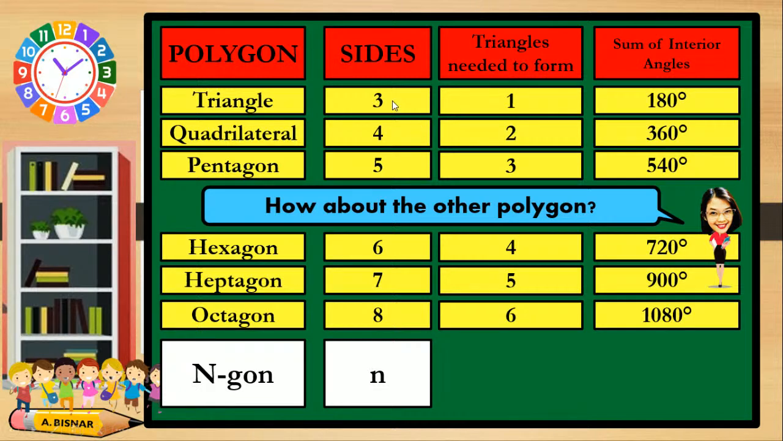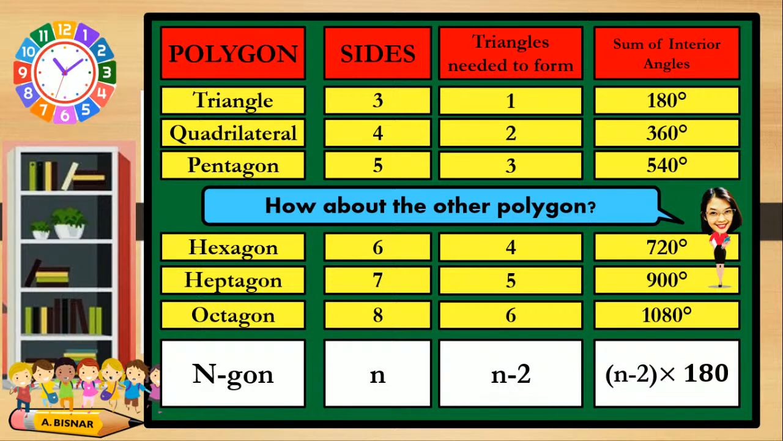O, tingnan po uli ha. 3, isa. Kapag apat yung side, dalawa. Anong nangyayari? Okay, ayun. That's correct, Dumalagan. You subtract 2. Your observation is correct. Tama si Dumalagan. So, kung ang given na sides ay n, para makuha yung triangles needed to form this, you have to subtract 2. And then, after you subtract 2, you multiply it to 180. Dun siya nakukuha.